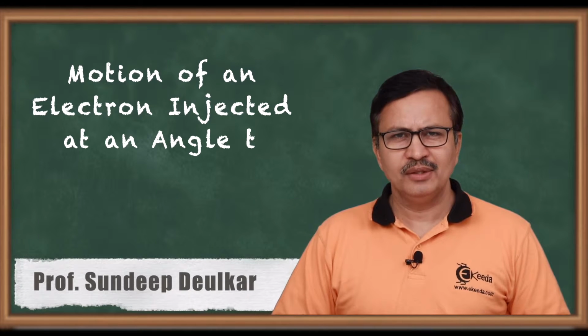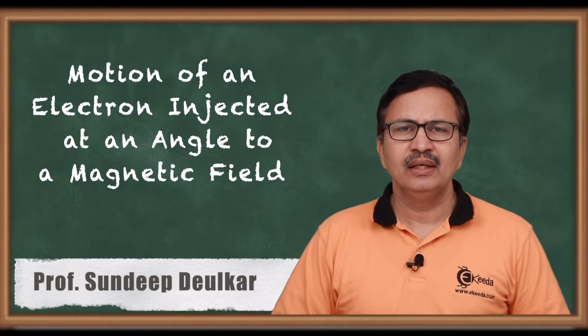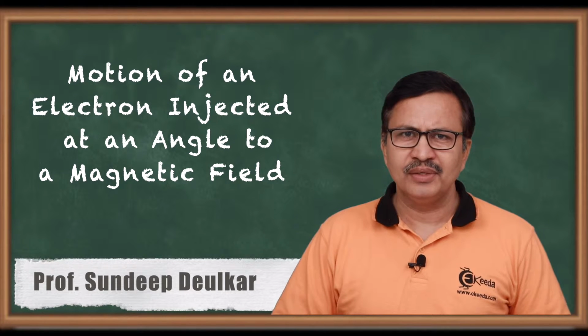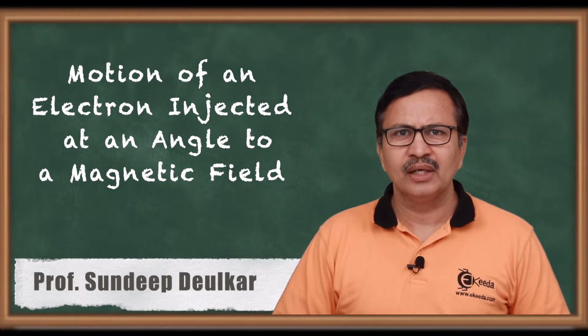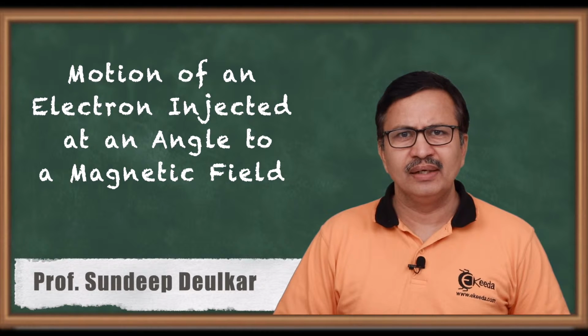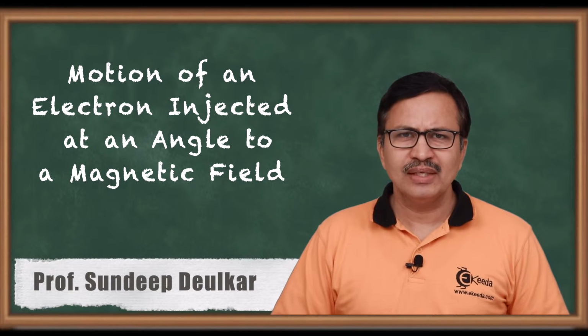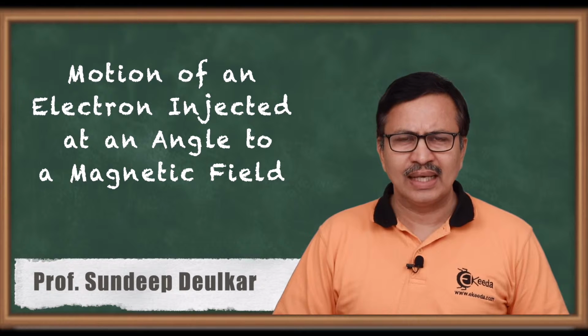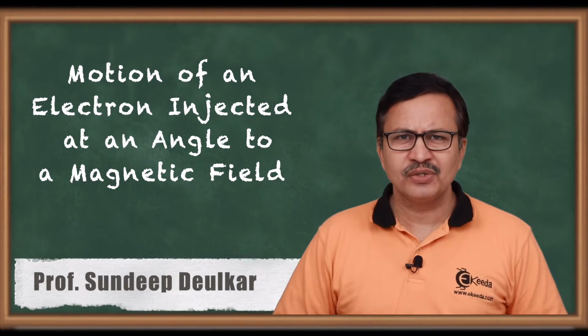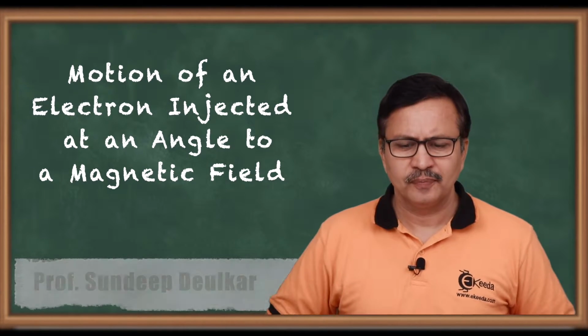Hello friends, in this video we are going to study the motion of an electron, that is a charged particle, injected at an angle theta to a uniform magnetic field B. So let us represent this diagrammatically, showing the velocity and the force.